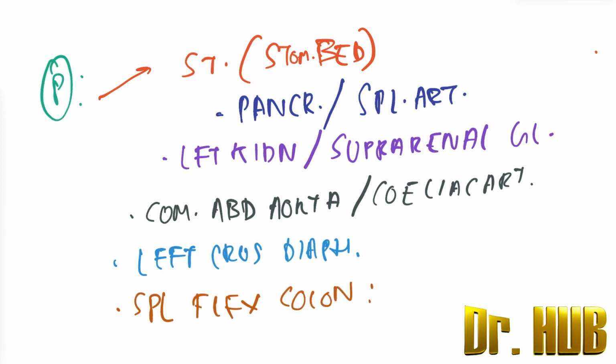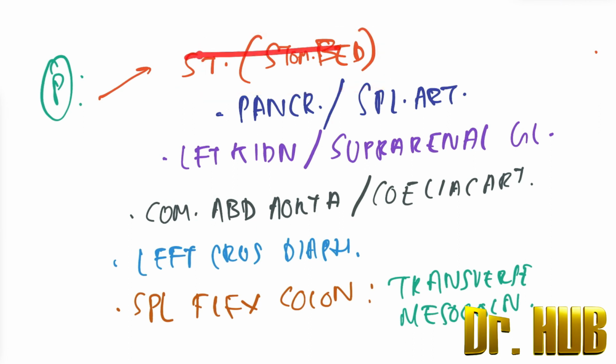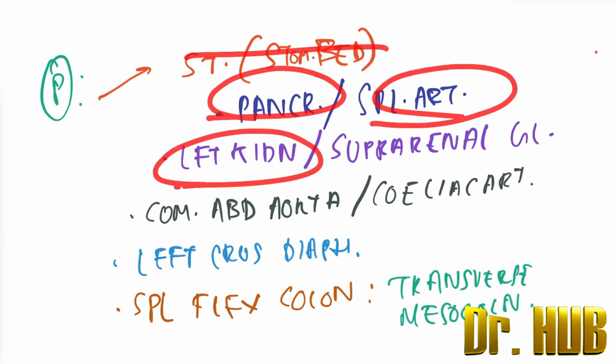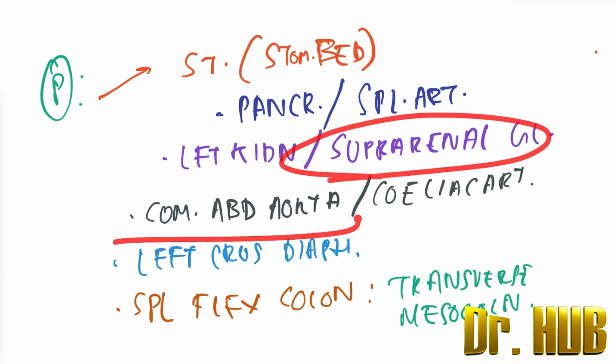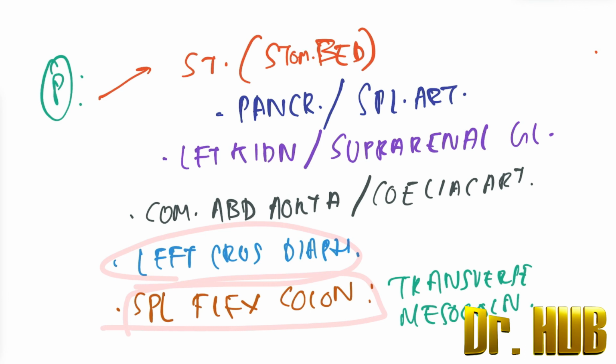And there is also transverse mesocolon. So posteriorly, we saw the structures which form the stomach bed. That is the pancreas, the splenic artery, the left kidney, the suprarenal glands, and then the commencement of the abdominal aorta, the celiac artery. Next, there is the left crus of the diaphragm, the splenic flexure of the colon, as well as the transverse mesocolon. So what is superior to this lesser sac?